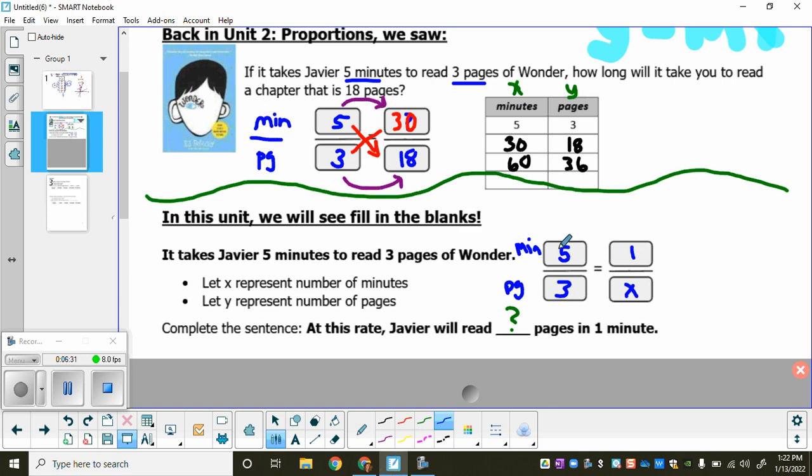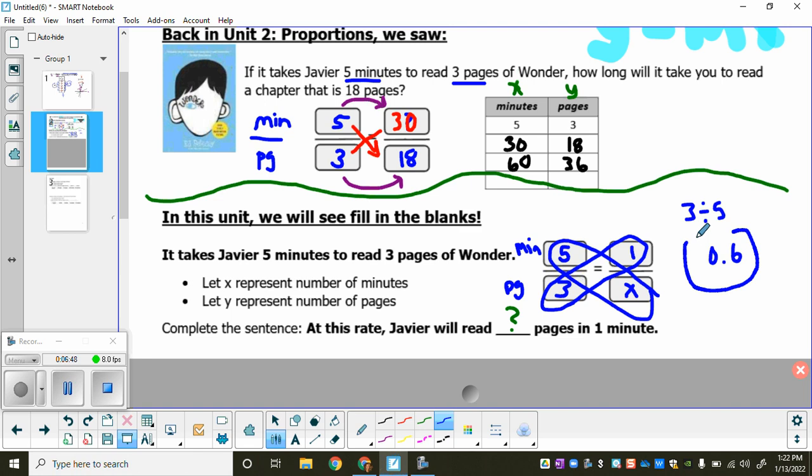Now again, we can just cross multiply and divide. So this time I'm going to do 1 times 3, and I get a 3. And when we do 3 divided by 5, y'all, 3 divided by 5 is 0.6. It's 3/5. So it looks like in only a minute, Javier wouldn't finish a full page. He'd finish 3/5 of a page, or 0.6 pages.